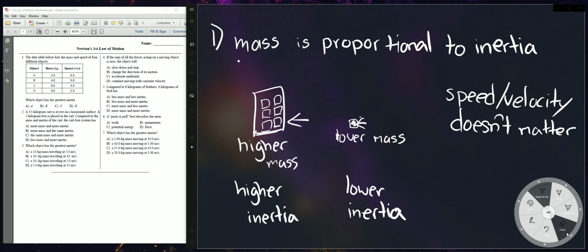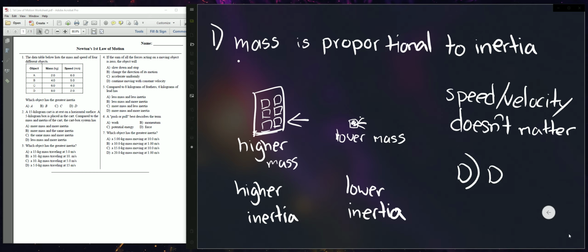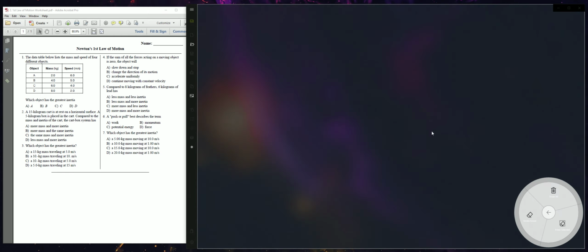Alright? So if this is true, which object has the greatest inertia? For number one, you'll see that D has a mass of 8, which is the highest. So the answer is D.